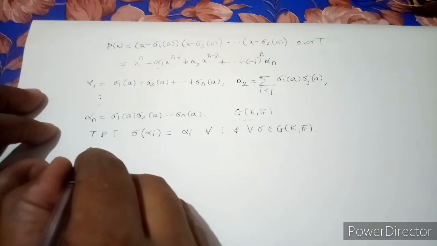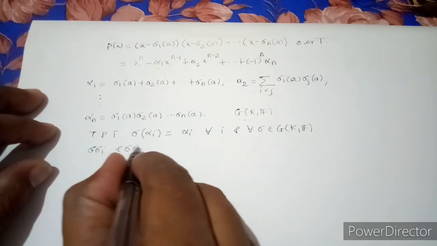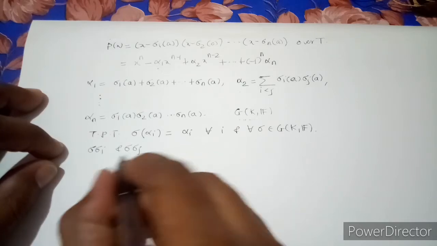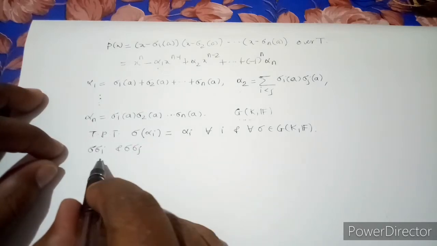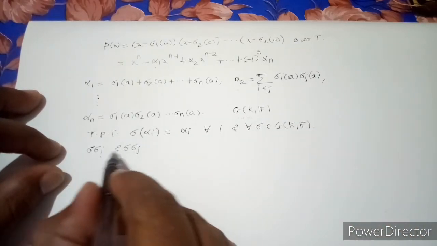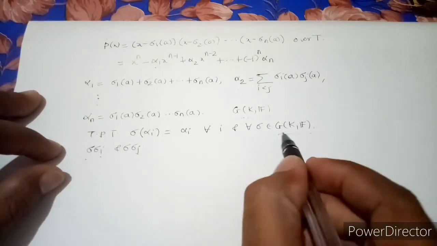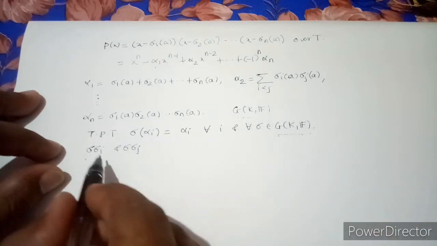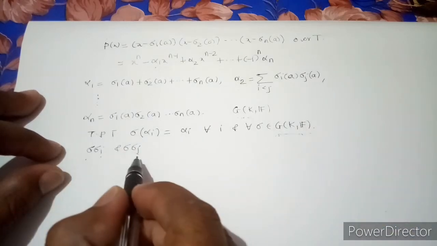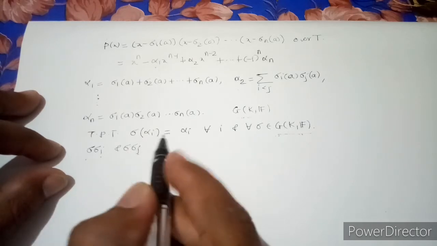For this we have to first prove that sigma sigma i and sigma sigma j are distinct elements of G(K, F) whenever i is not equal to j, that is, whenever sigma i is not equal to sigma j. And why is it so? Because sigma i and sigma j are members of a group. Sigma is again an arbitrary member of the group, and in the group the closure property holds, and therefore sigma into sigma i and sigma into sigma j are always members of G(K, F). So what is left to prove is that sigma sigma i and sigma sigma j are distinct.